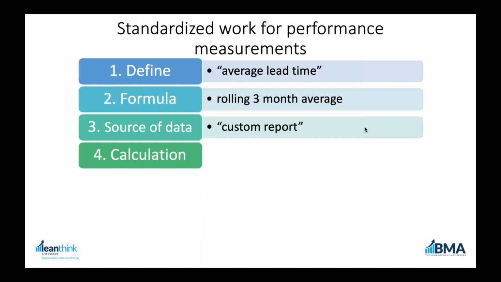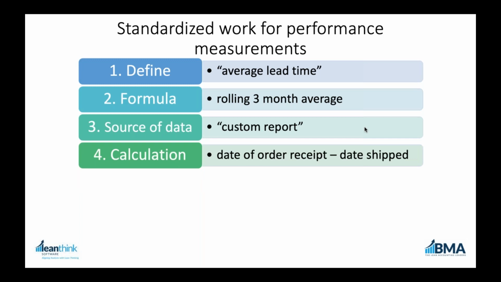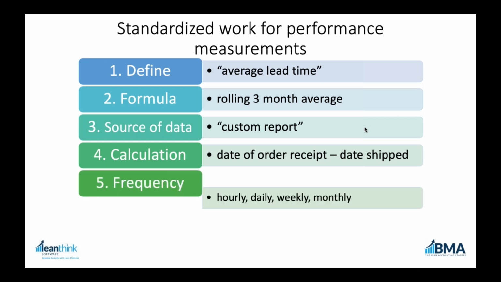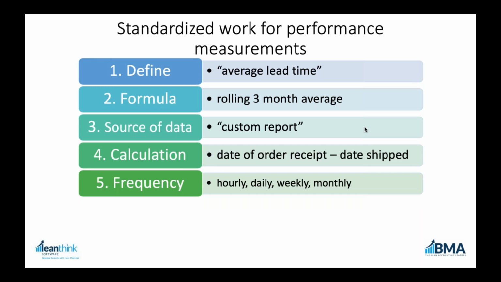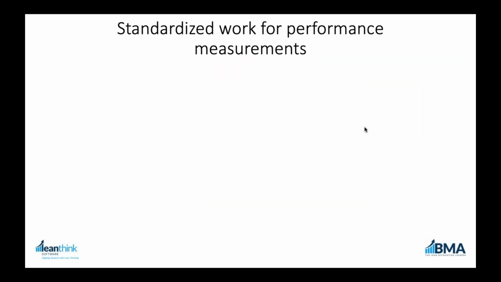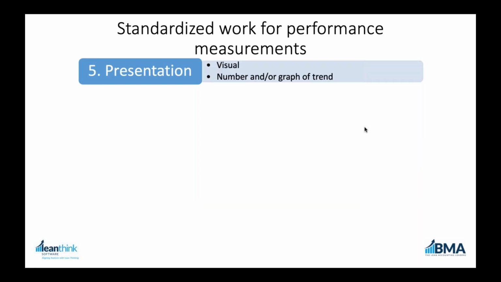How are we going to calculate lead time? Well, it's going to be the difference between the number of days from the date the order was received to the date the order was shipped or the service was completed. What's the frequency? Hourly, daily, weekly, monthly. How will we present? What's going to be the visual for the measure? Are we going to just show a number, or are we also going to show a graph of a trend over time?